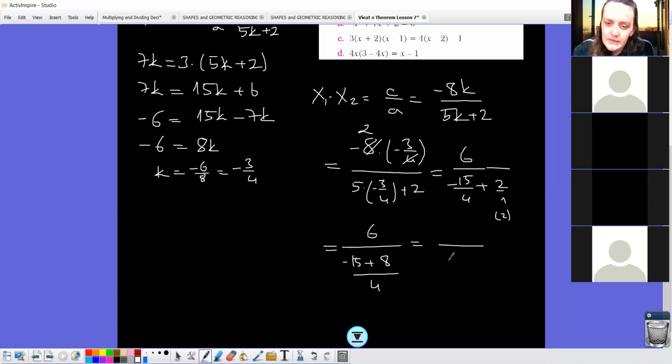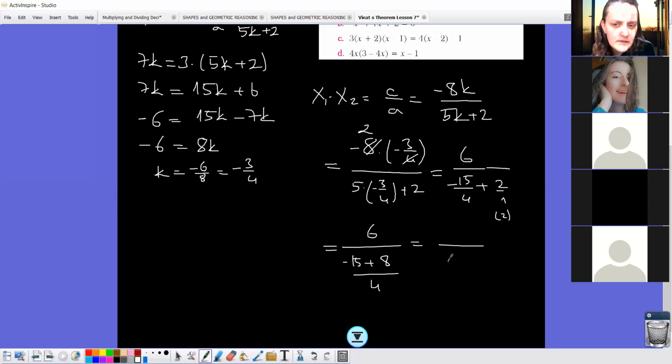7. Teacher, you multiply by 4? Yes, we are multiplying by 4. I'm writing 2. But teacher, you wrote it correct. Here I wrote correct, but here I wrote like this. So this one is 6. This one we have -7 over 4.